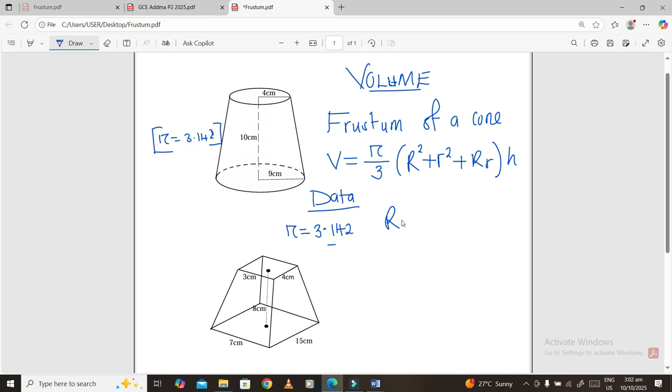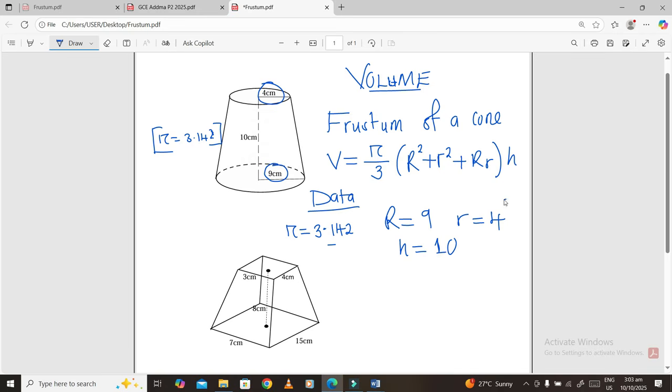And capital letter R, it's the radius. If they've given you diameter, divide it by 2. Now, this is the R they've given us, so write it right here. Small letter r is the top or the smaller radius, that is a 4. And h is the height of the frustum, and that is 10 centimeters.